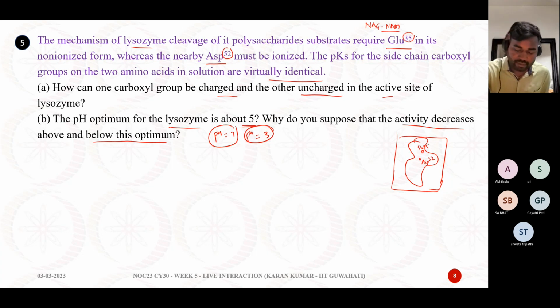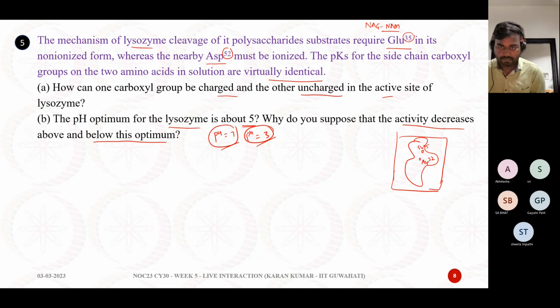Because you have already understood how lysozyme operates. First, the glutamic acid will be charged and then it will act on the glycosidic bond and break it. But what actually happens above and below this optimum value? The activity will decrease, that is already given in the question, but what is the mechanism? Now you have already understood the mechanism, so try to think about it in terms of pKa values. I am giving you the hint: it has to do with the pKa of the side chain.